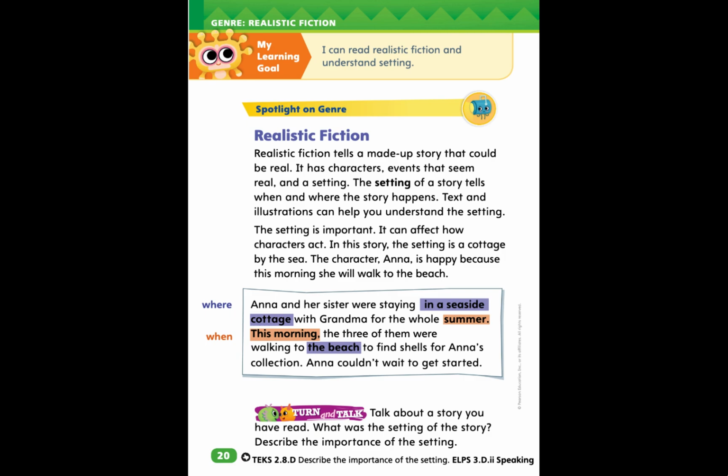So over to the left, it says where in purple, and it has something highlighted in purple. It has in a seaside cottage. So that tells me where the story took place, in a seaside cottage. Next, it has the words when in orange. Then it has a few words highlighted, summer and this morning. So I know the time when it happened. It happened during the summer and it happened this morning. And then next, there's another place, another setting, the beach.